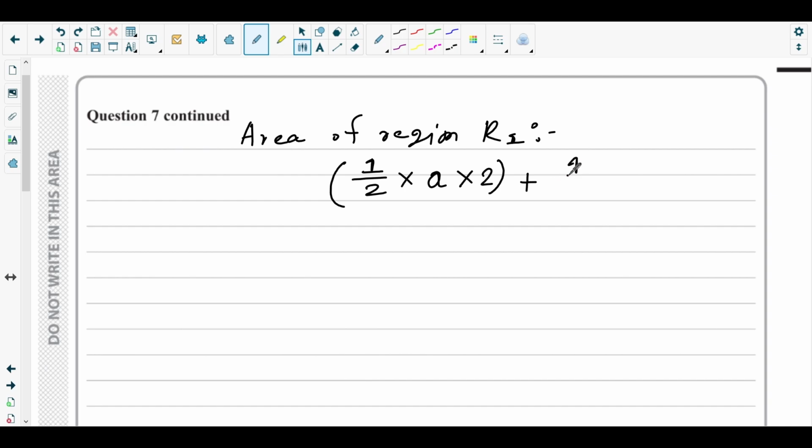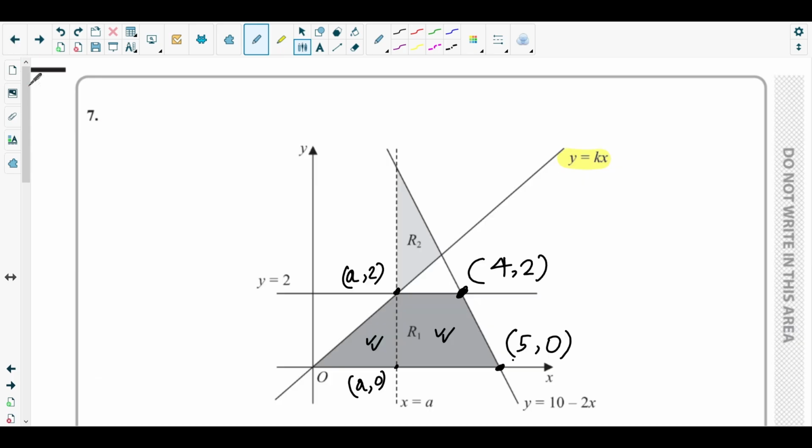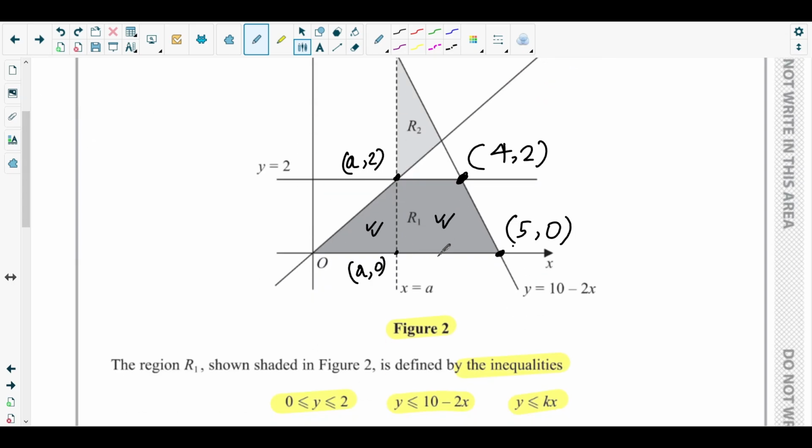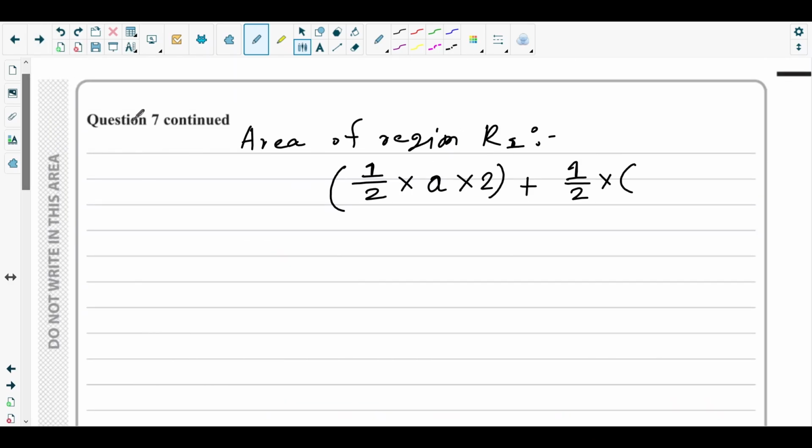Area of trapezium is half of a plus b times h, where a and b are the lengths of the two parallel sides. Okay, what are the two parallel sides here? The two parallel sides are this one, that is 5 minus a, and this one, which is 4 minus a. So we will write half of (5 minus a plus 4 minus a) times h. The distance between the two parallel sides, it is what? 2.